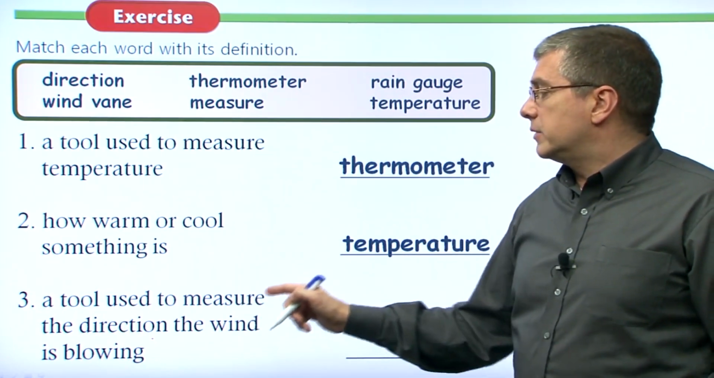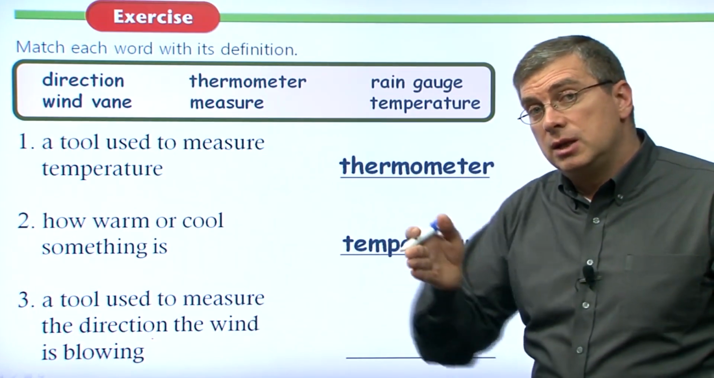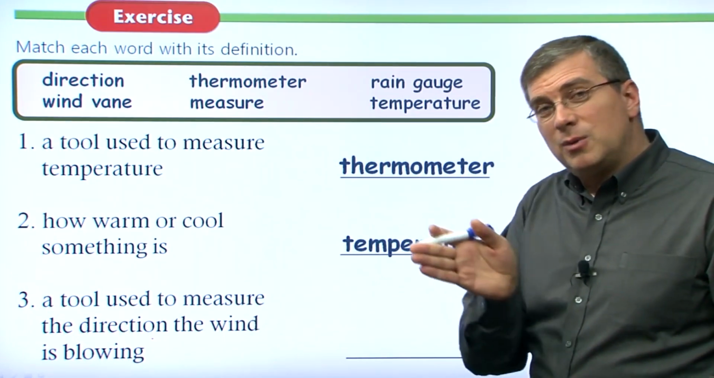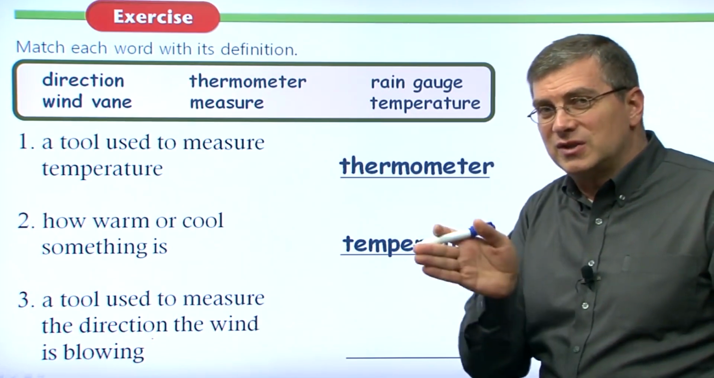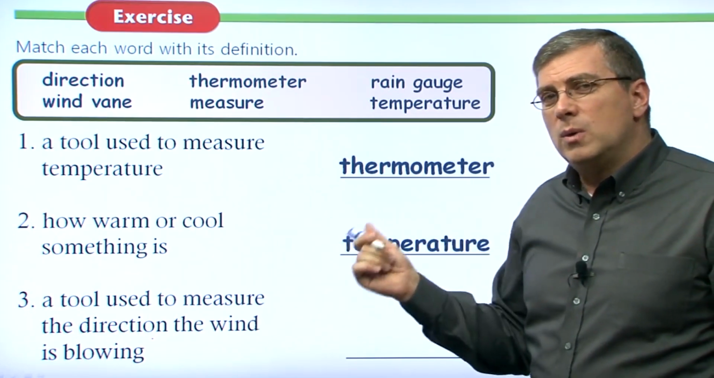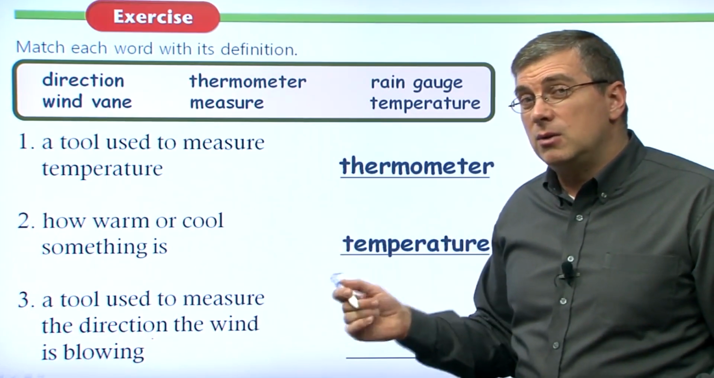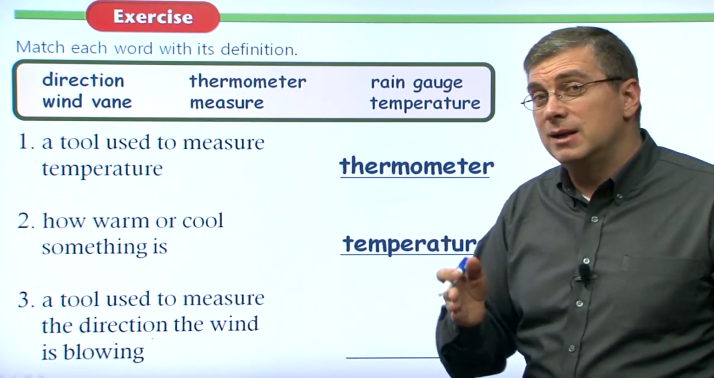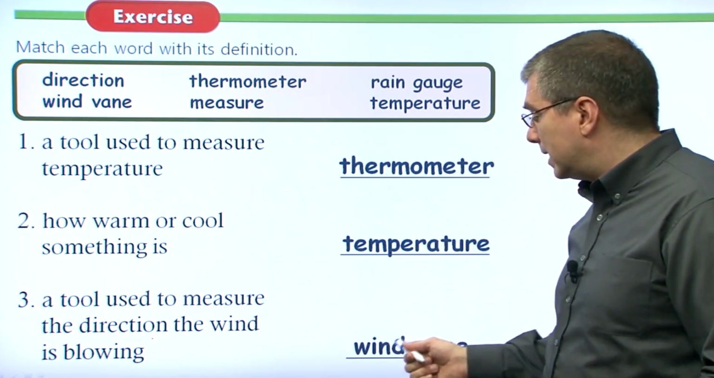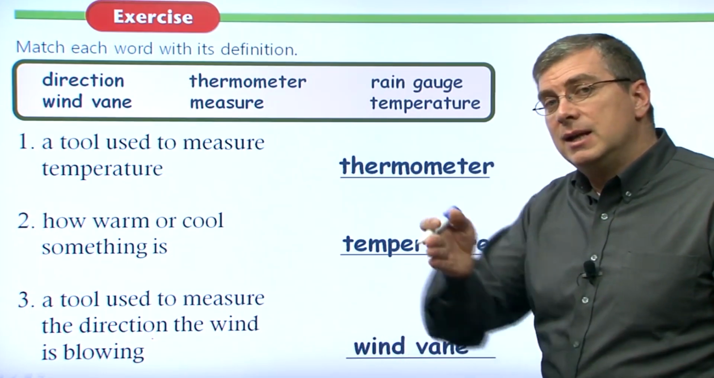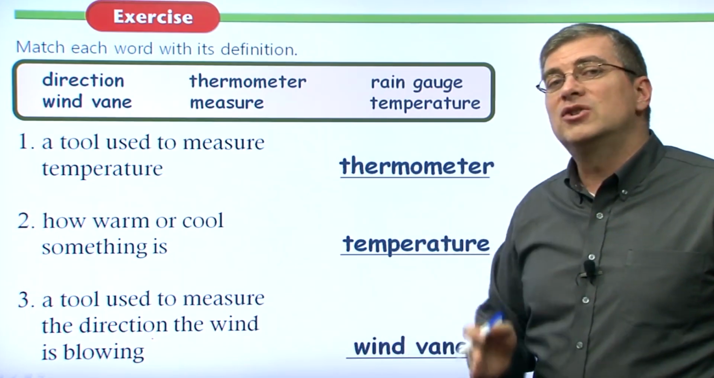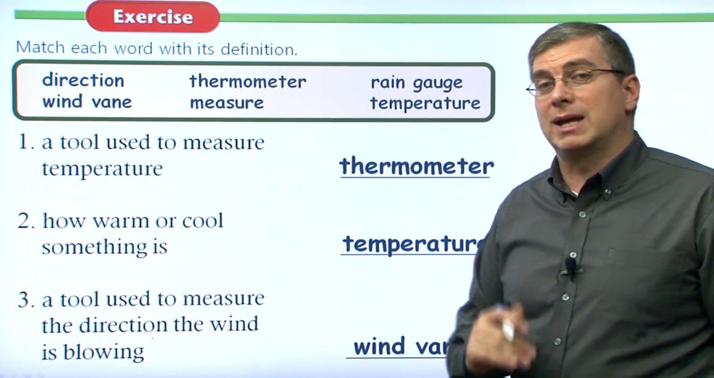A tool used to measure the direction the wind is blowing. And remember, wind usually changes direction slightly, right? So what was that tool that we saw in the video? It measures the direction of the wind. That, of course, is called a wind vane. A wind vane moves and tells us which direction the wind is blowing in.